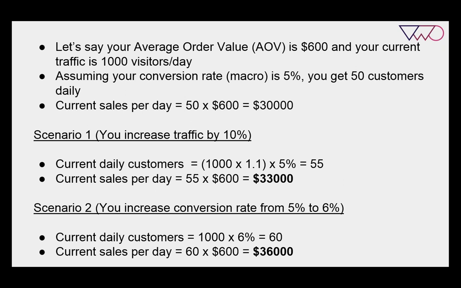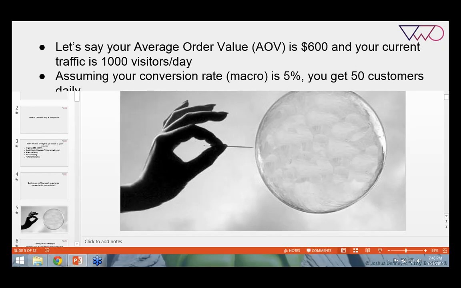Let me give you a very small and basic mathematical example for this. People are usually confused when they are explained CRO because they haven't seen the real world application of it. So in this small example, let's say for your hypothetical online store abc.com, your average order value is $600. For those who don't know what average order value means, it is total sales amount divided by total number of orders, which gives you the average value of each order. So suppose your average order value is $600 and your current traffic is 1,000 visitors per day.